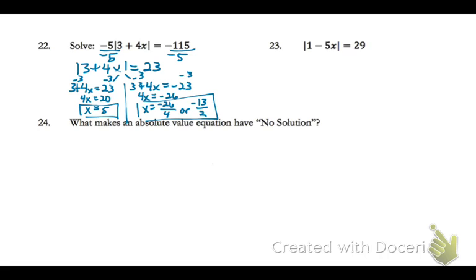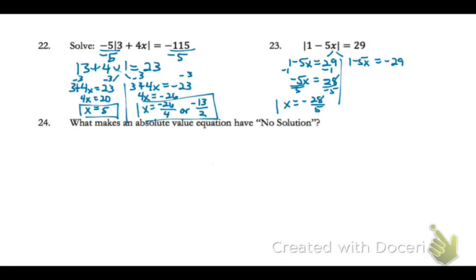Now on number 23, notice the absolute value expression is all by itself, so we can just go ahead and set up our two equations. So we'll have it set equal to positive 29, and then the expression equal to negative 29. So we'll subtract 1 from both sides, get negative 5x equals 28. Divide by negative 5. So x equals negative 28 fifths.